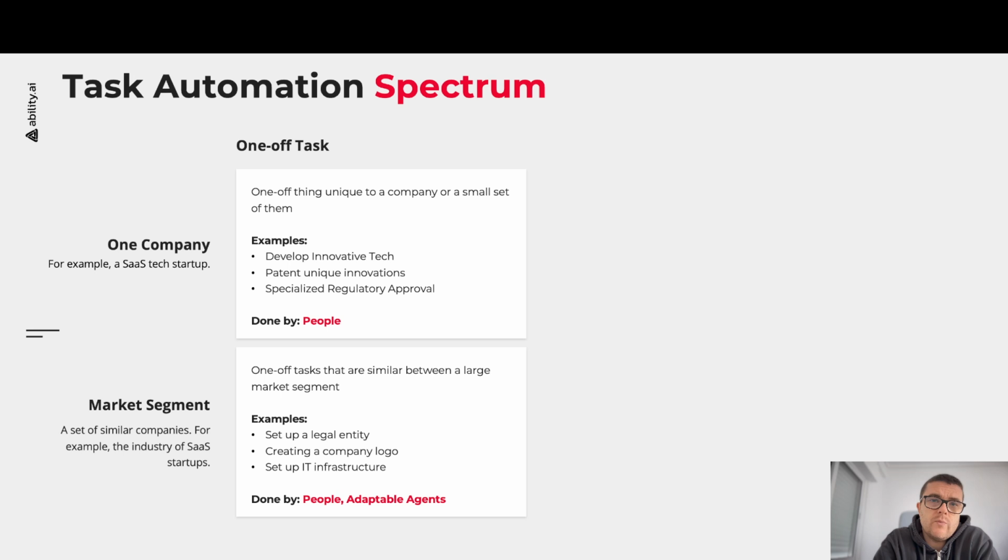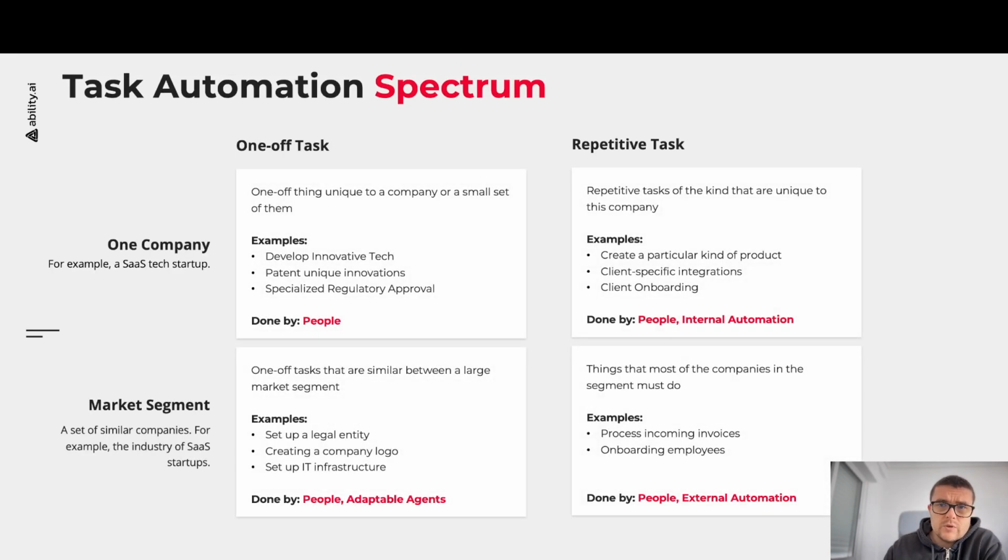And then there's a bunch of one-off tasks that are done by market segment in which the company is playing. So they're still done once in the history of the company, but everyone is doing that. So examples again can be setting up a legal entity or creating a company logo. So everyone is doing that, but done only once. Anyway, so let's move on to the next slide.